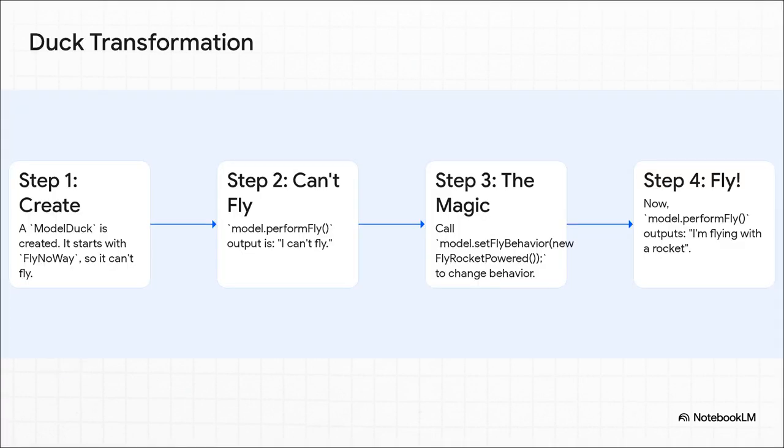We start with a model duck. By default, it's set up so it can't fly. We call perform fly, and sure enough, it says I can't fly. But then, here's the magic. With a single line of code we call set fly behavior, and we swap in a brand new rocket-powered behavior. And the next time we call the exact same perform fly method on that exact same duck, boom, I'm flying with a rocket. We just gave a duck a jetpack at runtime without touching a single line of the model duck class's code. That is incredible.